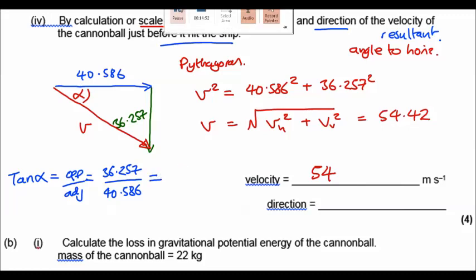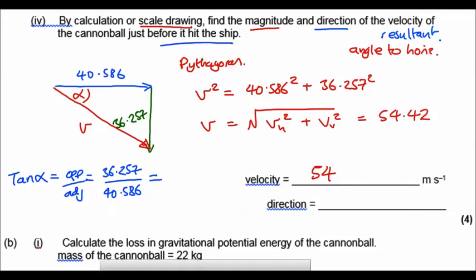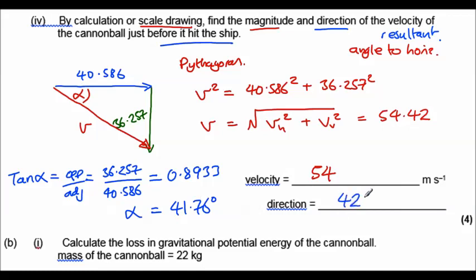Work out the tangent and then do tan to the -1 on your calculator, and you end up with an angle of, right, looking like 0.8933. If you do tan to the -1 of that, you get angle alpha itself. Shift tan to the -1, answer equals, you get 41.76 degrees. Right, so again, take it to 2 sig figs, call it 42 degrees to the horizontal.